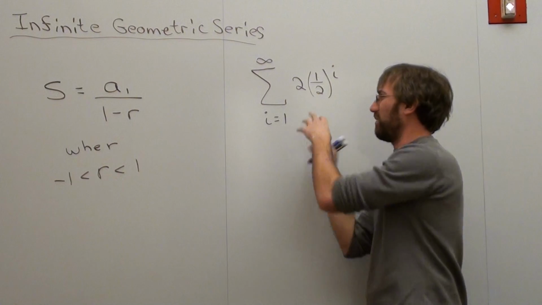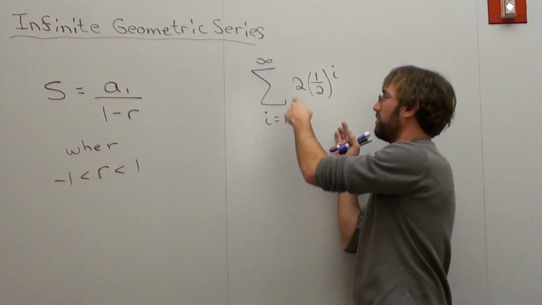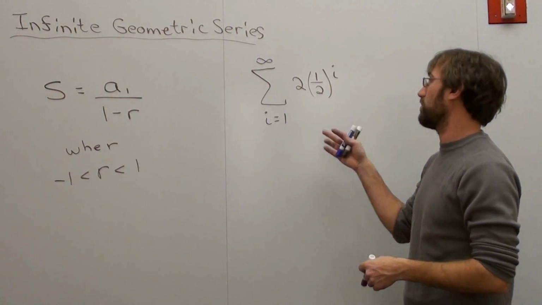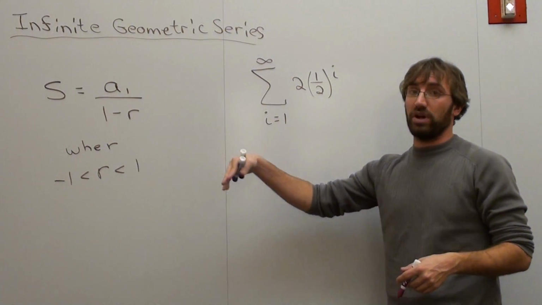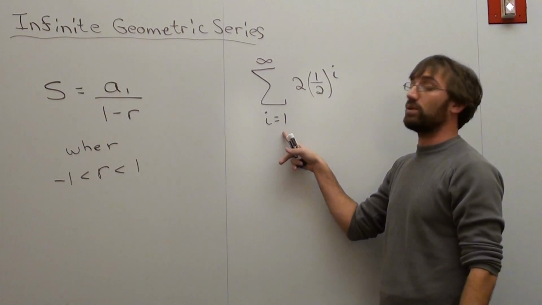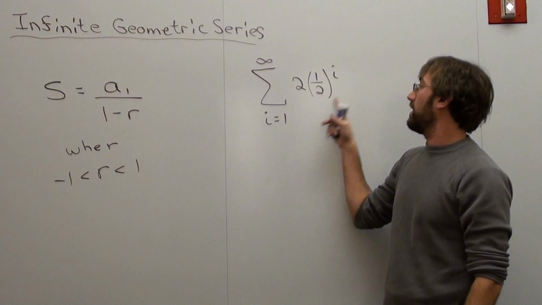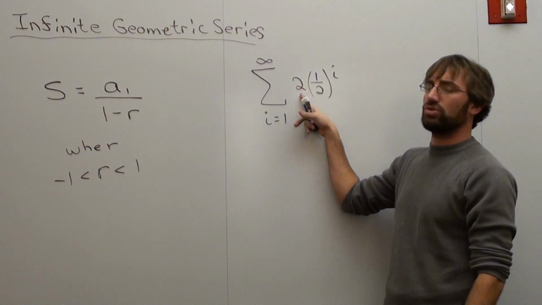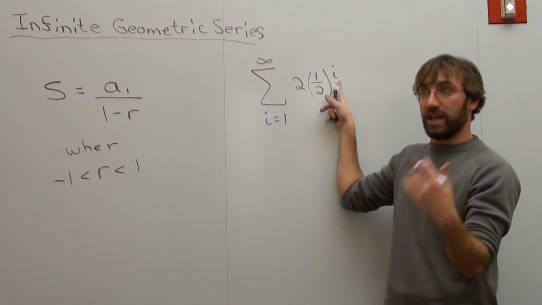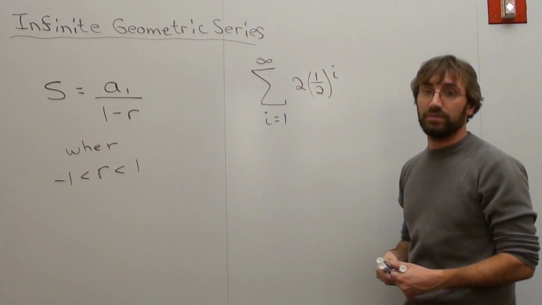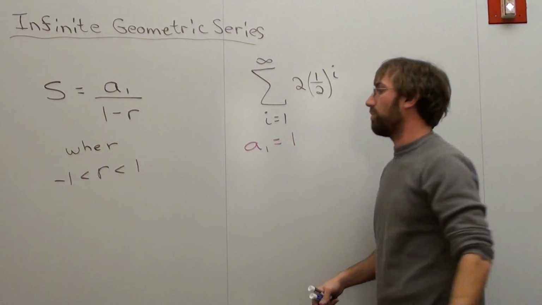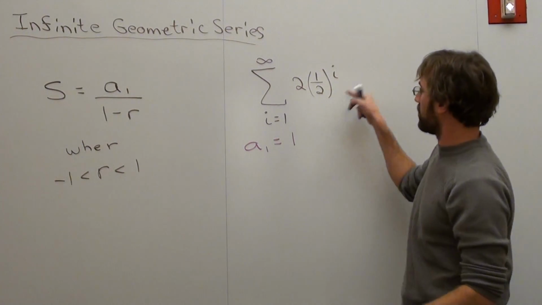And this is kind of like a play on what we did before, but I put a 2 in front of it this time, to spice it up just a little bit. So basically what you need to know is your a sub 1 and your r. Well, your a sub 1 is just plugging in your first term, and we start at i equals 1. So if I substitute in 1, I get 1/2 to the first, and by the way, I don't do 2 times a half, exponents before multiplication. So 1/2 to the 1 is a half, and half of 2 is 1. So my a sub 1 is 1.